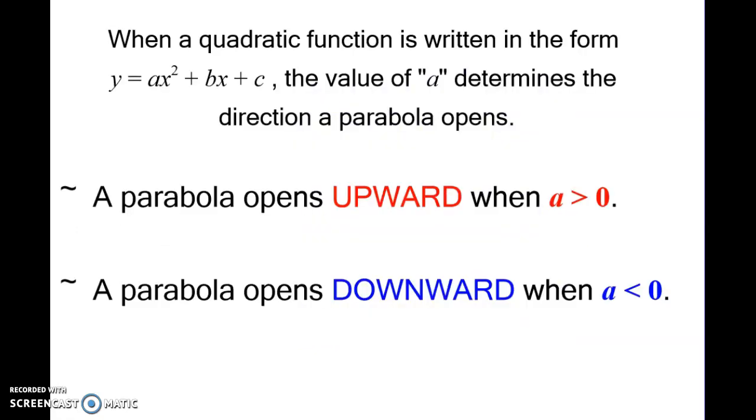So when a quadratic function is written in that form, the value of a determines the direction that the parabola opens. A parabola opens upward when a is greater than 0. A parabola opens downward when a is less than 0.